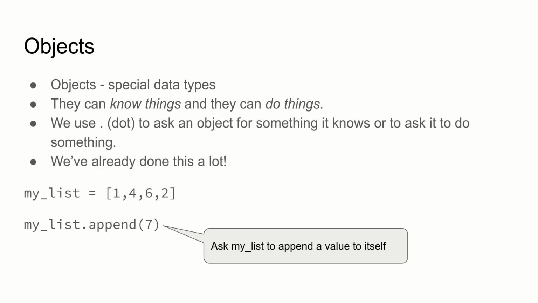When we're using an object, we use the dot operator to ask an object for something it knows or to ask it to do something. And as we just saw, we've done this before. This is a thing that we've done with lists. It's a thing we've done with strings. It's a thing we've done with file handlers. And so here, what we are essentially doing is we're asking mylist, the object that's called mylist, to append the number 7 to itself. And this changes it.